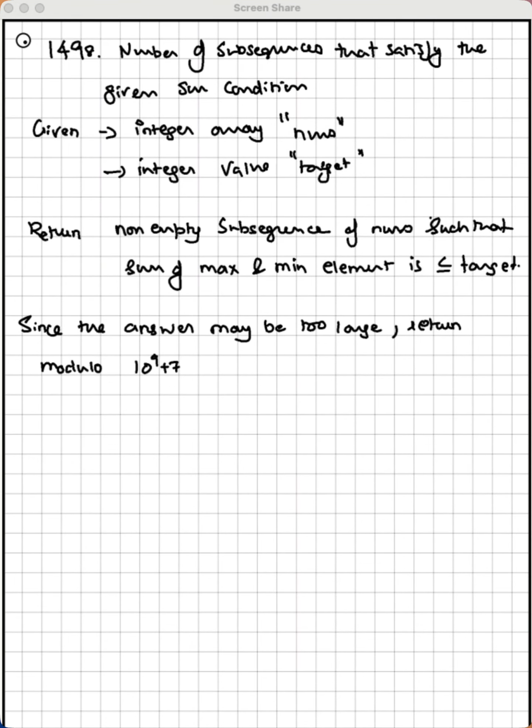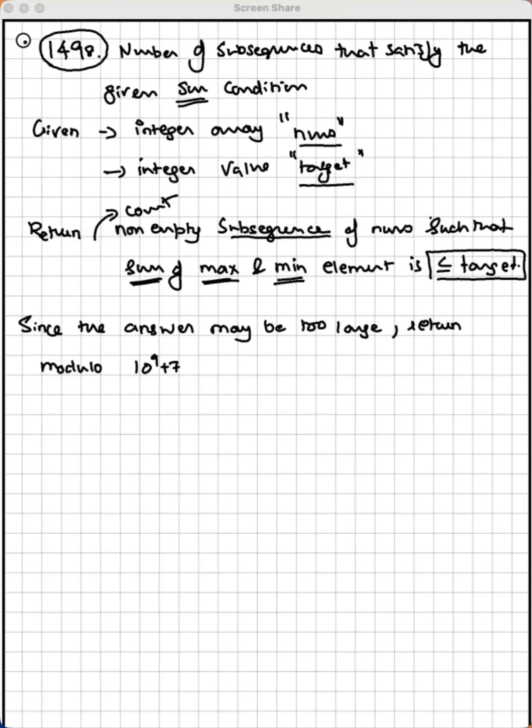Hello everyone, today we're looking at Leetcode problem 1498, which is number of subsequences that satisfy given sum condition. For this problem, we're given an integer array nums and an integer value target, and we have to return the count of non-empty subsequences of the nums array such that the sum of max and min is lesser than or equal to target. These subsequences can be too many, so we have to return modulus 10 power 9 plus 7.